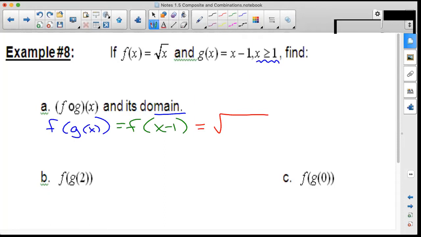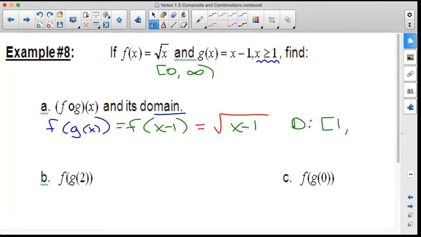So my other function was a square root, and x becomes x minus 1. So what would the domain of this function be? So 0 with a bracket? Okay, so let's look at that. What happens if you plug in a 0, Darby? Yeah, so 1 with a bracket up to infinity.